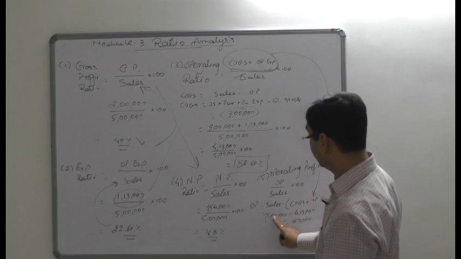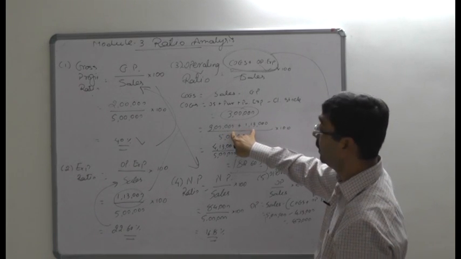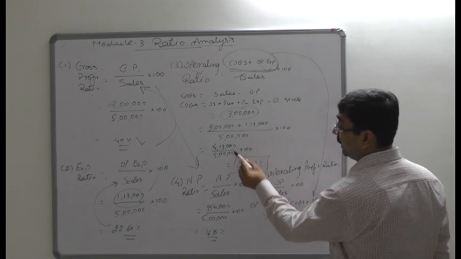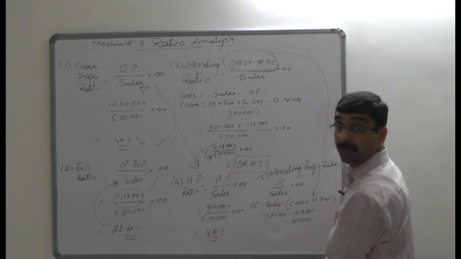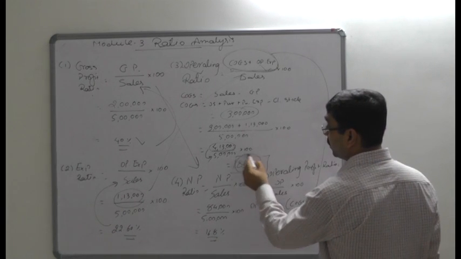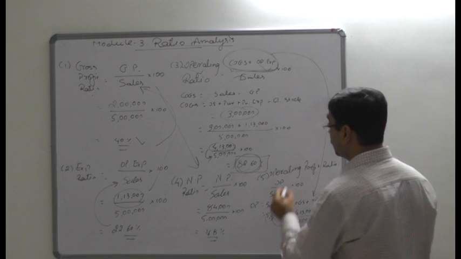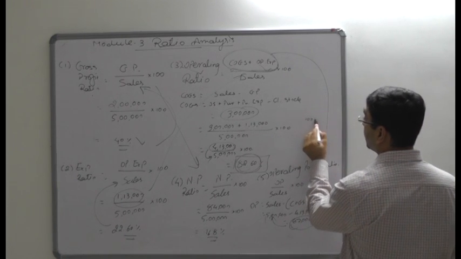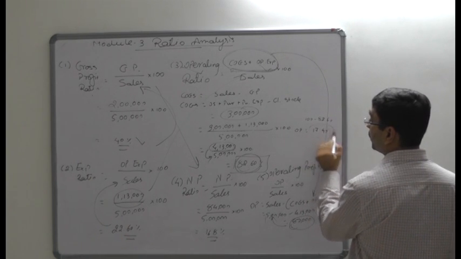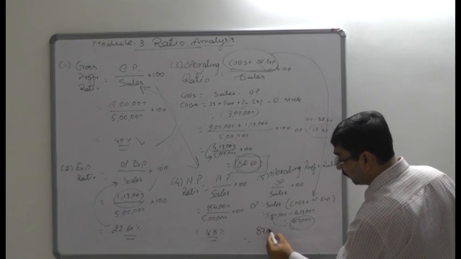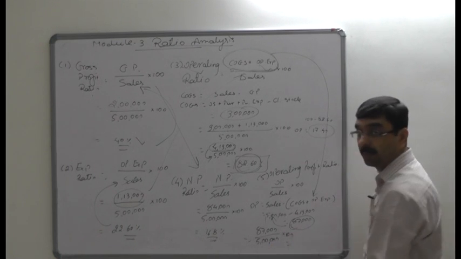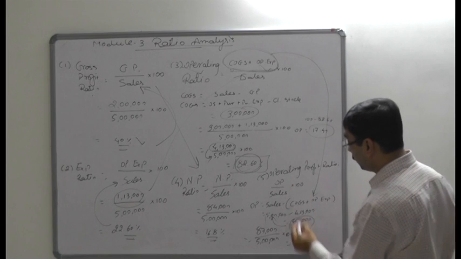Your sales is 5 lakh. The total amount of cost of goods sold and operating expenses is 4,13,000. So the balance is 87,000. The 4,13,000 was compared with 5 lakh, and this is also compared with 5 lakh. What was your answer in the case of the operating expense ratio? 82.6. So 100 minus 82.6, your operating profit ratio must be 17.40%. Let's see: 87,000 divided by 5 lakh multiplied by 100. The answer is 17.40% only.